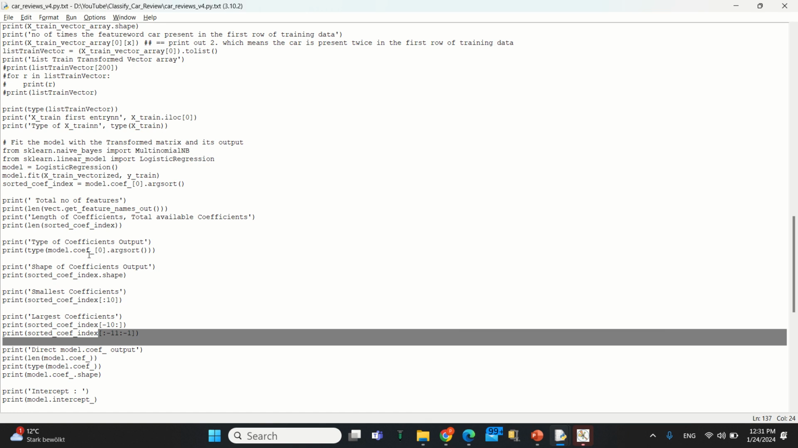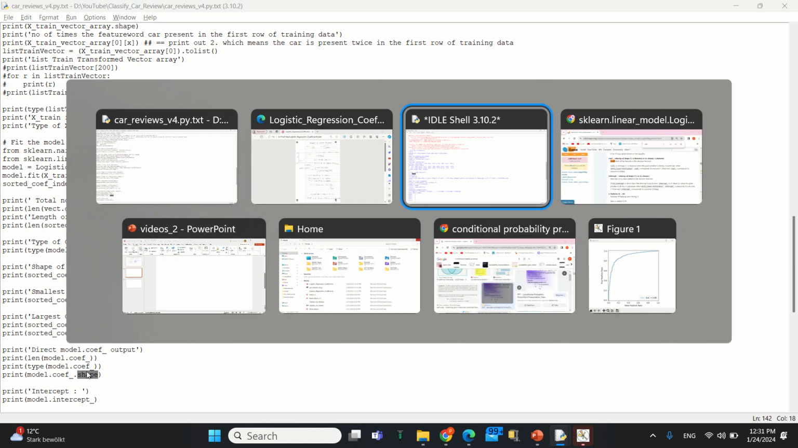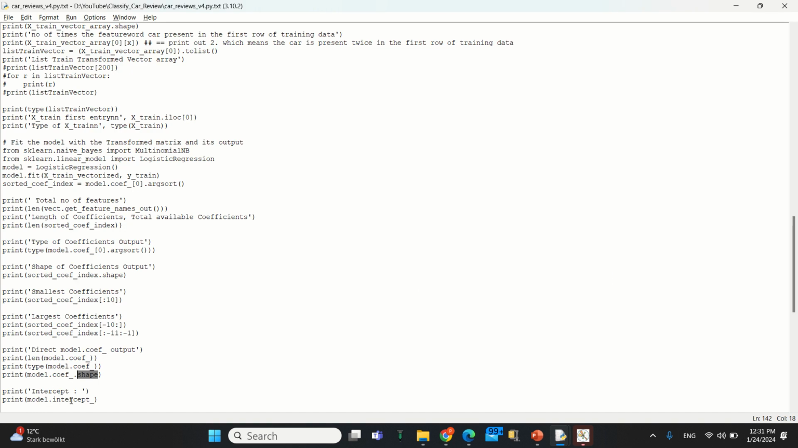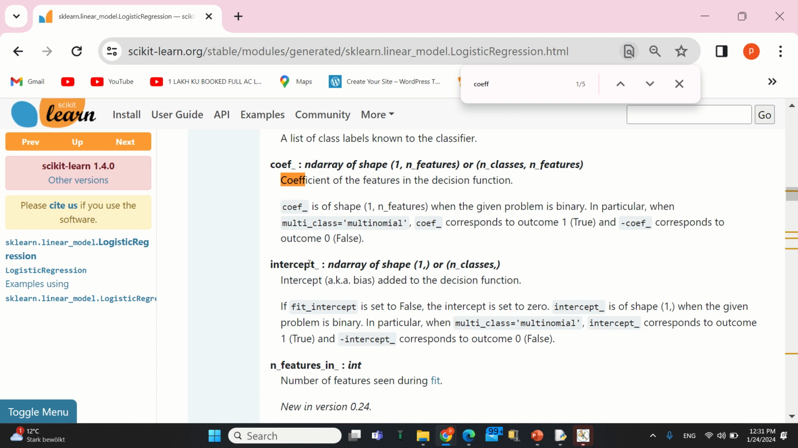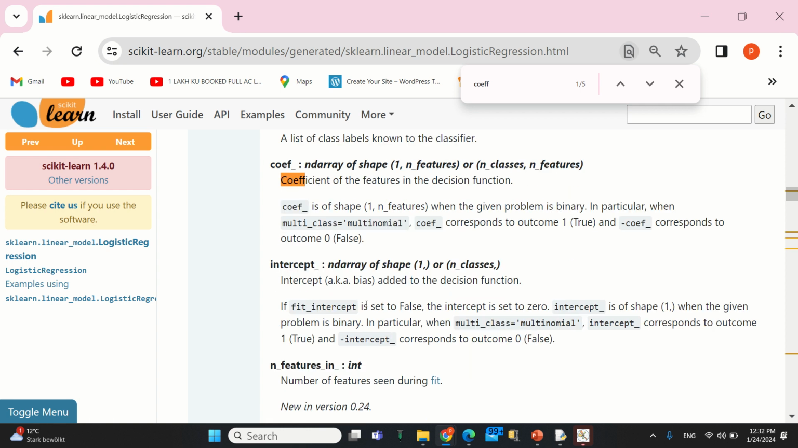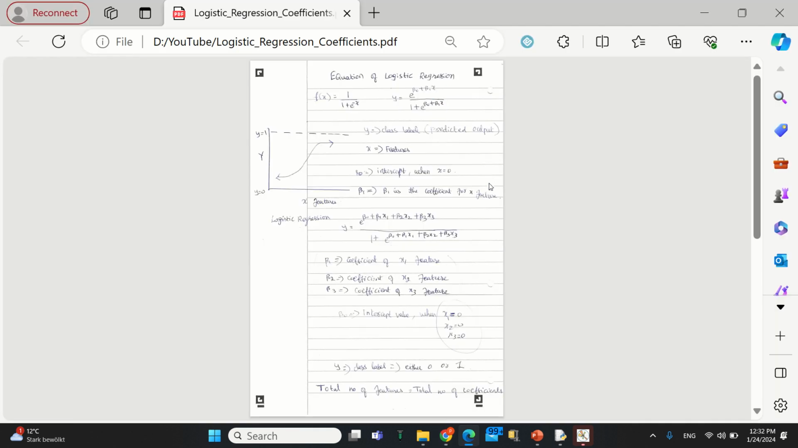That is why we have it output in the code, with the first element at index 0, sorted, and then we take the smallest and largest. The coefficient is an ndarray, and its shape is 1, n features, as we already checked. The intercept value can also be printed using the model intercept attribute, which are all attributes of the logistic regression model. 1, n features for coefficients, and the intercept is just one single value. Therefore, we can say that the number of features is equal to the total number of coefficients that we would get from the logistic regression model.